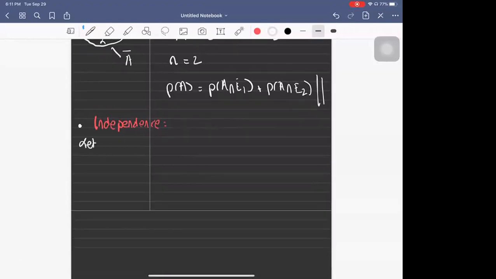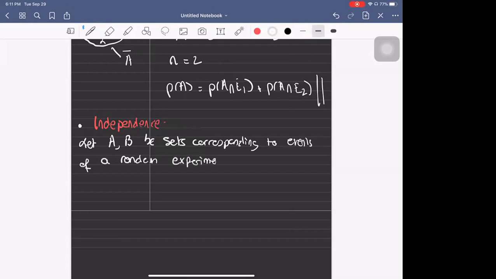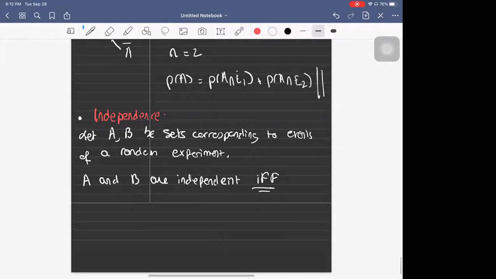So let A and B be sets corresponding to events of a random experiment. A and B are independent if and only if, IFF being the same thing as if and only if, the probability of A intersection B is equal to the probability of A times the probability of B. I'm going to write that in red because it's definitely going to come up during your midterm.